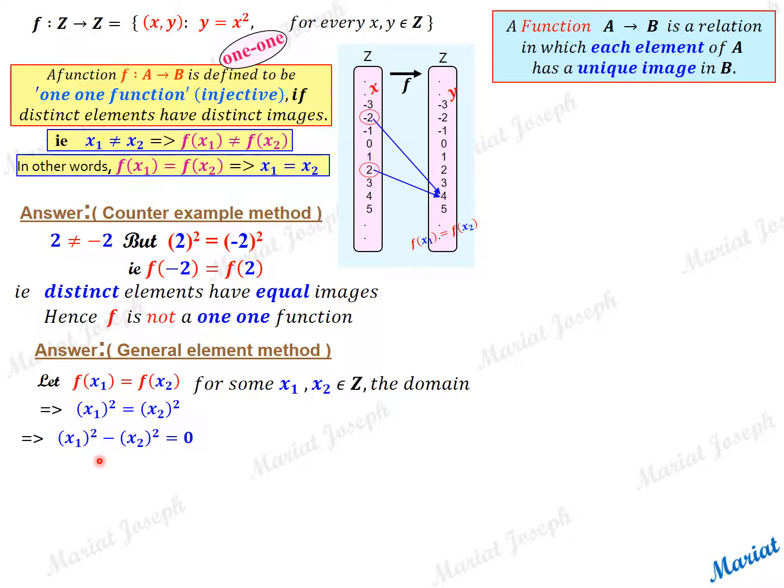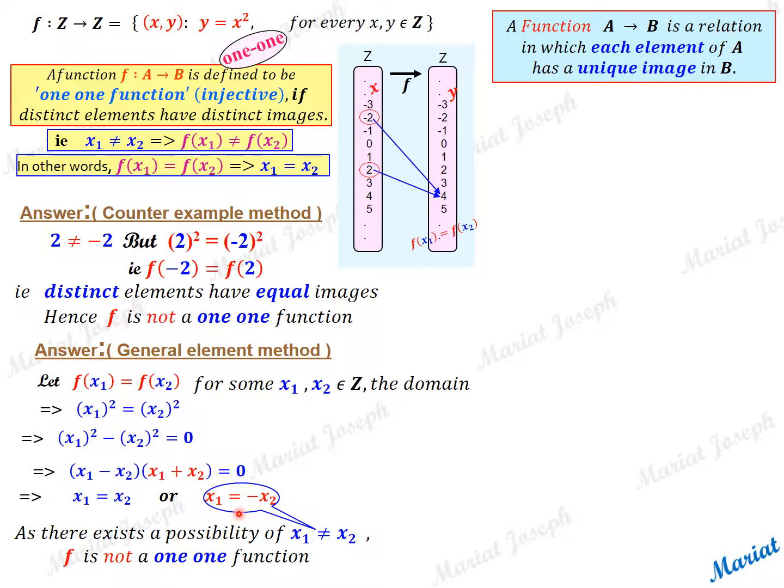x1 square minus x2 square is equal to 0. That is, (x1 minus x2) into (x1 plus x2) is equal to 0 by factorization, which gives us either x1 is equal to x2 or x1 is equal to minus x2. Notice that there exists a possibility of x1 not equal to x2. Therefore, f is not a one-one function.